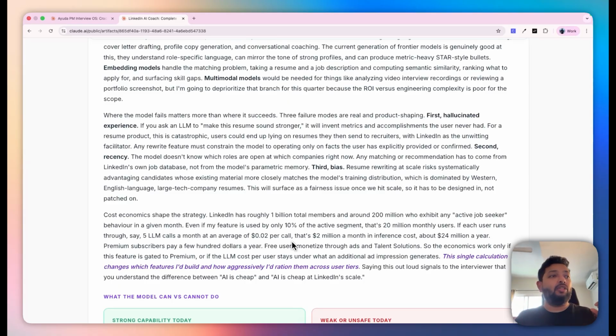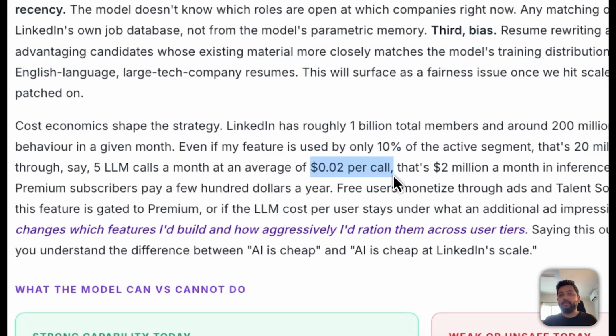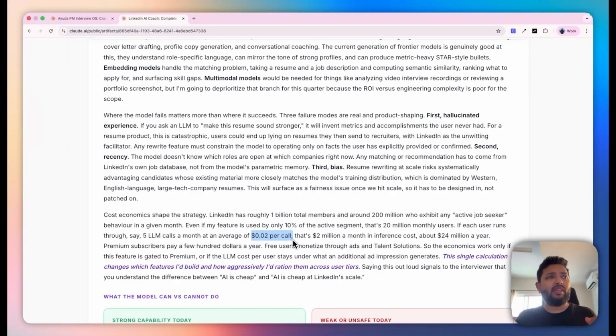Now, the only number that you need to know here is the $2 per call. Everything else you know. The fact that LinkedIn has billions of users, the fact that 10% of them may be assumed to be active, the fact that each one of them may be using it 5 times a month. These are all simple guesstimates.